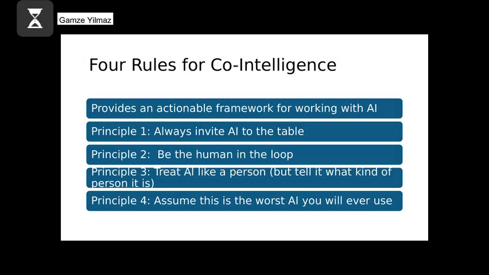So, having learned all these limitations and ethical concerns briefly, how can we work with AI, right? In the next couple of slides, I will focus on four rules for co-intelligence that are proposed by Ethan Mollick. This was from your reading this week. And we can use this as an actionable framework for working with AI. So he outlines four principles for using AI as a co-intelligence.